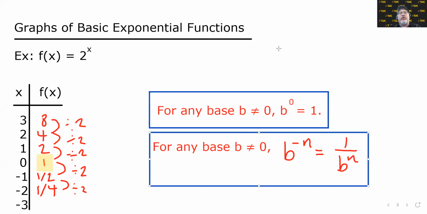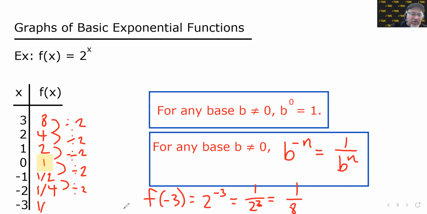Now, if you want further review on exponential functions and exponent rules, I've got a video or two that goes over them, and I'll make that available to you in Canvas. All right, so if we continue one more time, then for example, f of negative 3 is 2 to the negative 3 power, but using the negative exponent rule, that's 1 over 2 to the positive 3 power. And we already know that 2 to the positive 3 is 8.